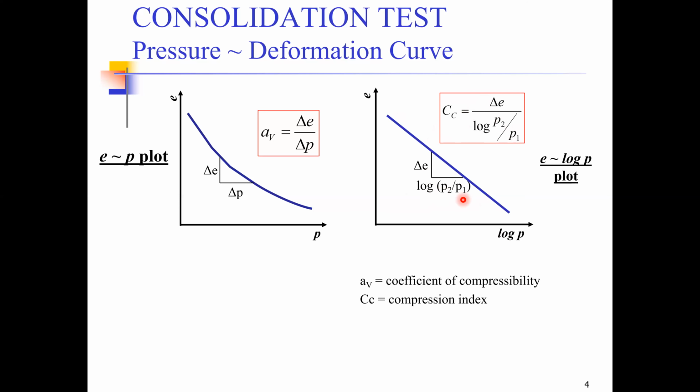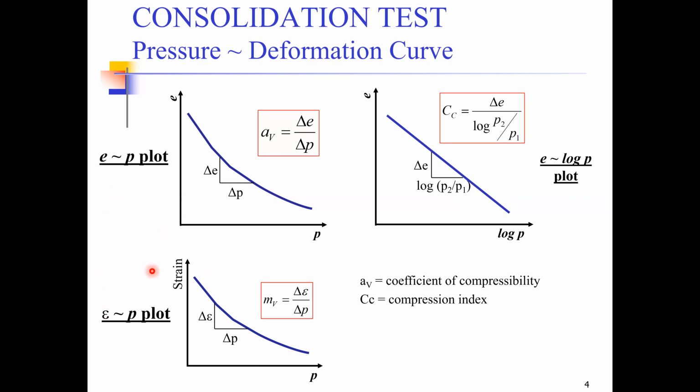Okay, so these are the two main graphs which can be plotted. However, there is a third graph which can be plotted here. Sometimes we need to plot the graph between strain and pressure. So instead of void ratio, we can plot the deformations in terms of strain. If we plot the deformations in terms of strain, we again get a graph similar in shape to the E versus P graph. So it is a curved line here, and the slope of this graph is something we call MV, which is the coefficient of volume change.